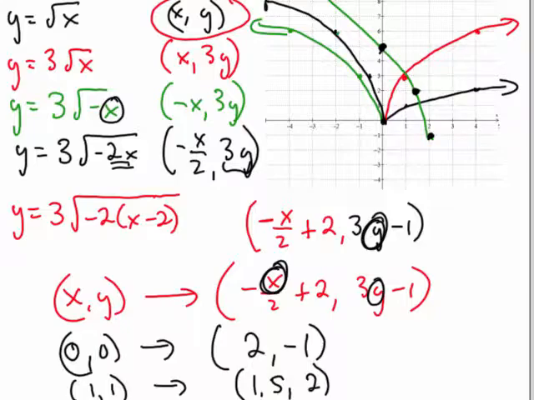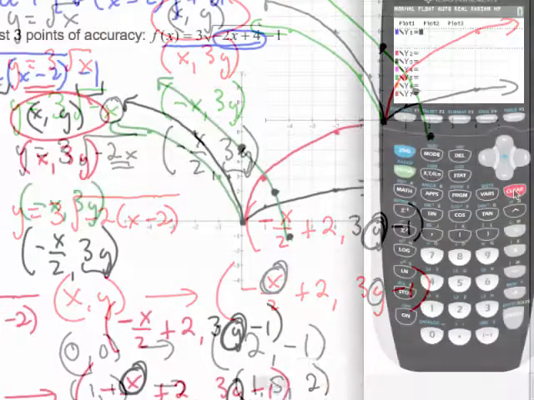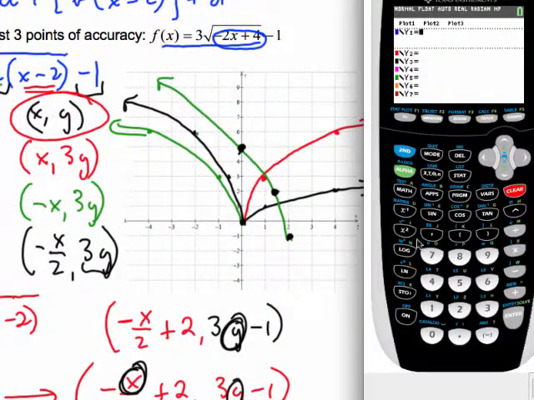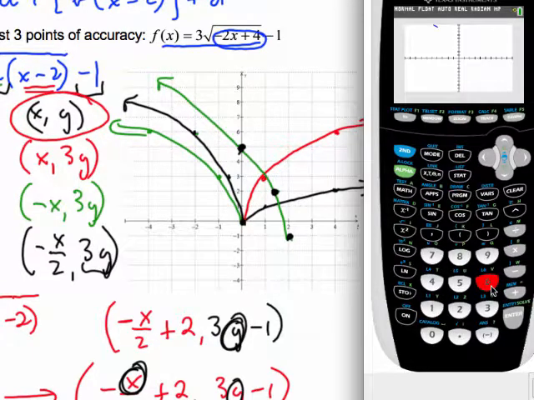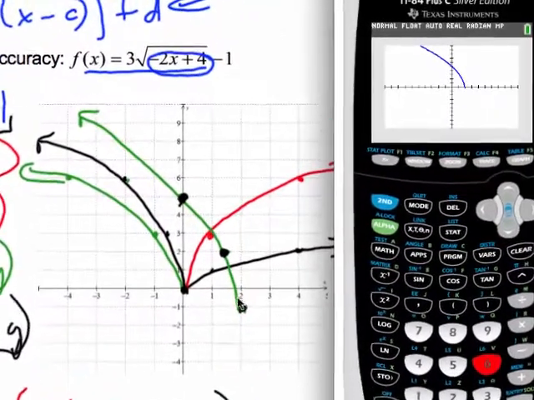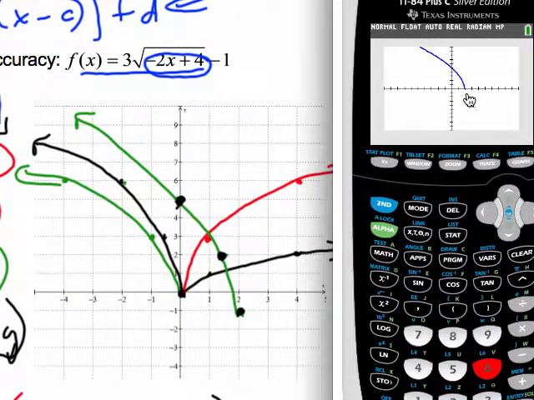Let's just check this out with the calculator. So I'm just going to type in my original function, 3 square root of negative 2x plus 4, minus 1, graph, and I can see that my graph looks similar to this. The only thing is that on the calculator it looks like the graph starts at the x-axis when it really should be starting here at 2, negative 1.